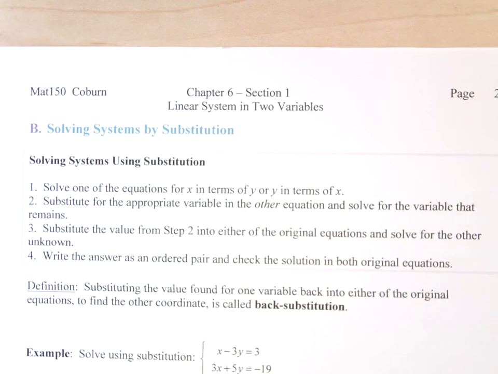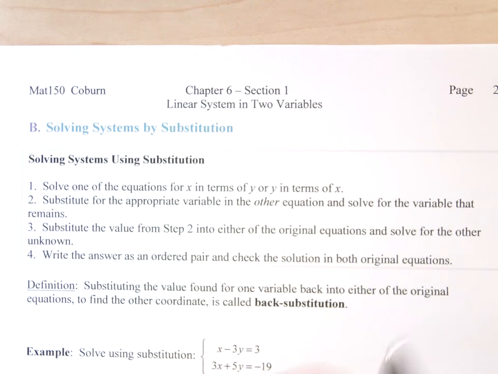It says solving systems by substitution. For a linear system, that means where x and y both have exponents of 1, you don't usually use substitution. Don't need to, usually. It says solve one of the equations for x in terms of y or y in terms of x. Then you substitute, then you solve, and then you check your answer.